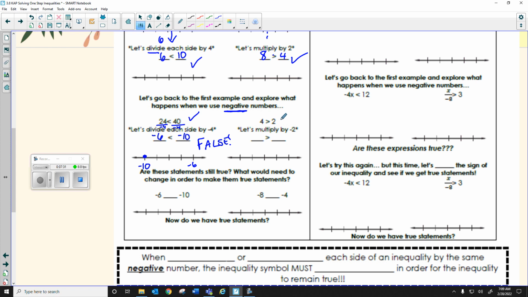Okay, let's look over here. 4 is greater than 2. That's true. Multiply by negative 2 on both sides. 4 times negative 2, signs are different, negative wins it, and that gives me negative 8. 2 times negative 2 is negative 4. Is negative 8 greater than negative 4? Oh, no, this one's false again. So whenever I multiplied or divided by a negative number, it doesn't stay true. So what could we do in order to make it true? Are these statements still true? No. What could we do? Hopefully you see, we can keep the numbers the same. What we need to do is change what's in the middle. We need to flip the signs.